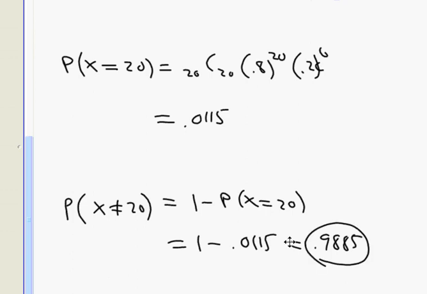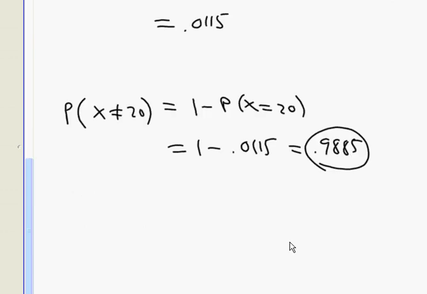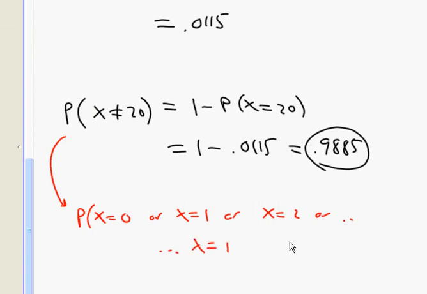So it's very unlikely that all 20 graduate, and we would expect that. That's probably the best way to do it. The other way to do it is this. You can also think of this case as saying this is really the probability that x equals 0, that none of them graduate, or one of them graduates, or 2 of them graduate, or all the way up to 19 of them graduate. That's sort of a fun thing.